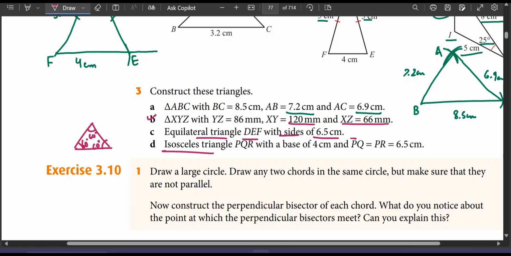Now, isosceles triangle PQR with a base of 4 centimeter and PQ is equal to QR and PQ is equal to PR, which is equal to 6.5 centimeter. Let's go over them. So, isosceles triangle will be made. Let me remove this.